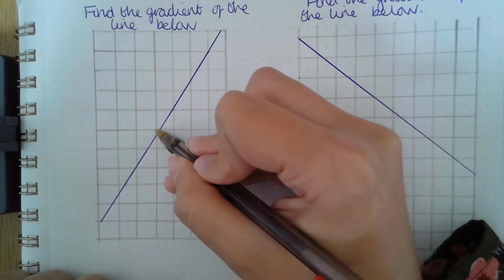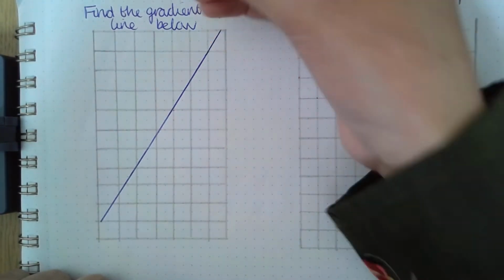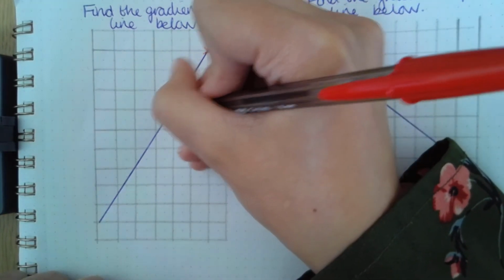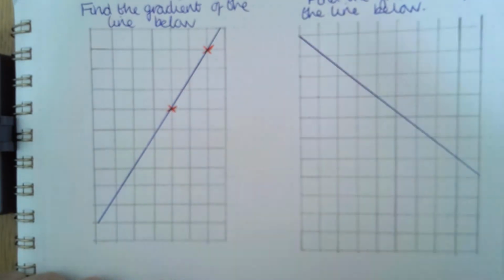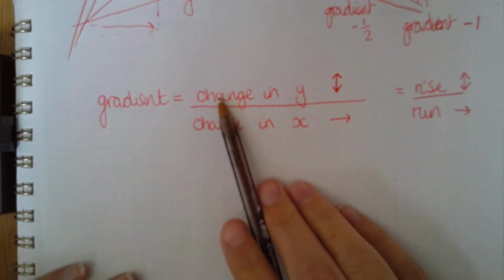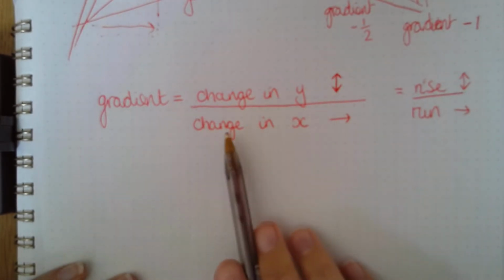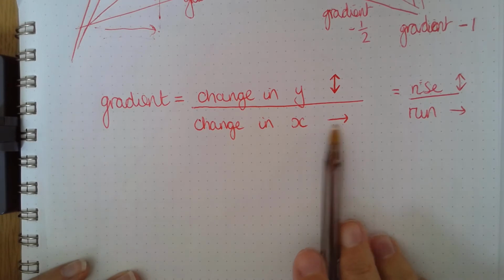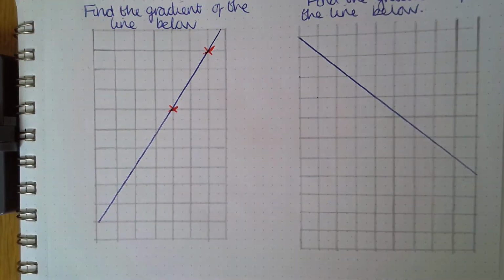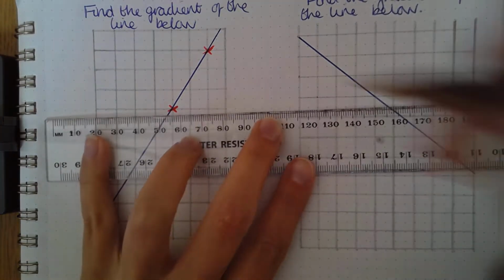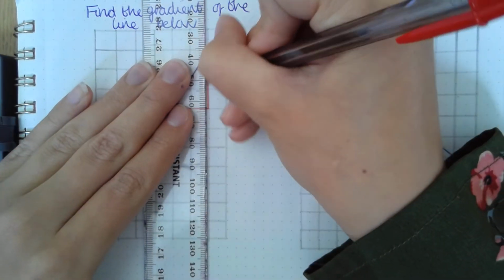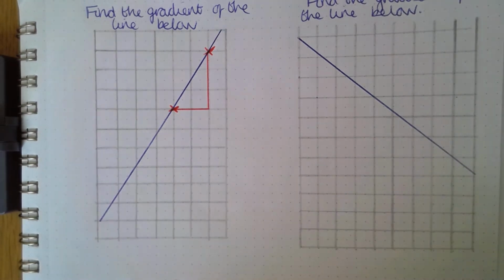So that's not quite in the corner, so I'm not going to pick that one. That's not in the corner. So I'm going to pick this one, because we can see that that's in the corner. And I'm going to pick this one, because we can see that's in the corner of a square. Remember, we want the change in up or down divided by the change in x going across to the right. So I'm going to draw in a little triangle between those points. Remember, I go along to the right, so always go along to the right first, and then up or down. So along to the right first, and then up or down.